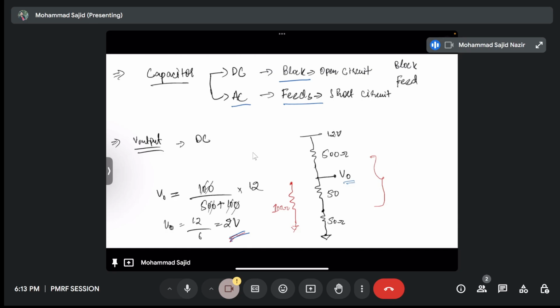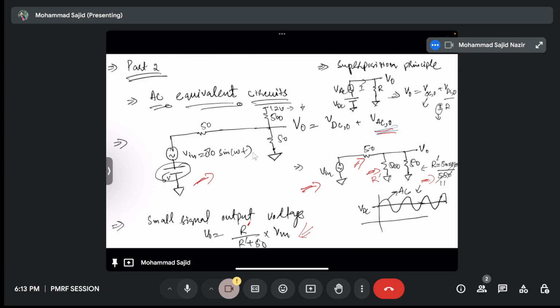Okay, now I need to find the AC part. For the superposition principle, if a circuit is like this, I can use a superposition of the DC, and on top of it I will get an AC. So we calculated the DC part in the previous slide, that's 2 volt. Now I need to calculate the AC part.